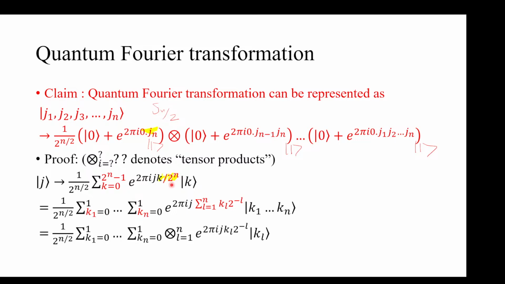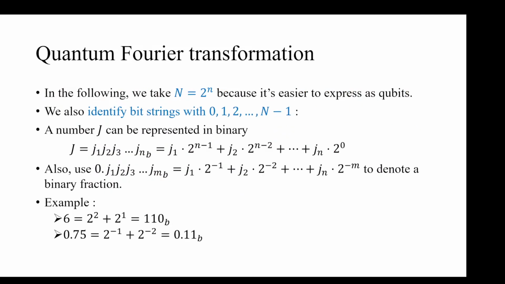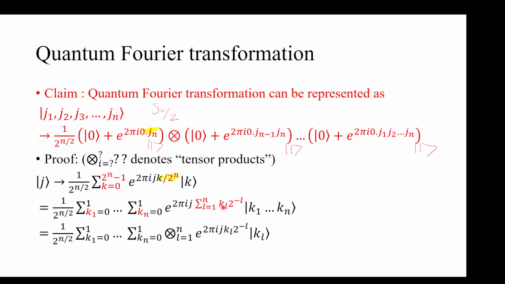We are also grouping this over 2 to n together. So the first one, because you divide everything by 2 to n, k divided by 2 to n will be k1 times 2 to n minus 1 plus k2 times 2 to n minus 2, etc. So the second step, we only change the expression of k from a number to a bit string.